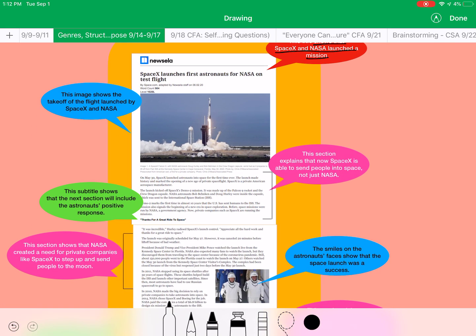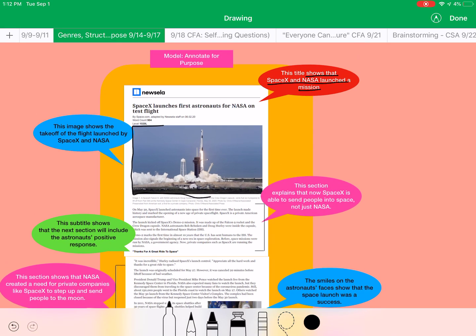Now I look at the picture and I ask myself, why is this first picture right here? Well, we've told the reader that SpaceX and NASA launched a mission. Now we should show them what that looked like. So this image shows the takeoff of the flight launched by SpaceX and NASA.